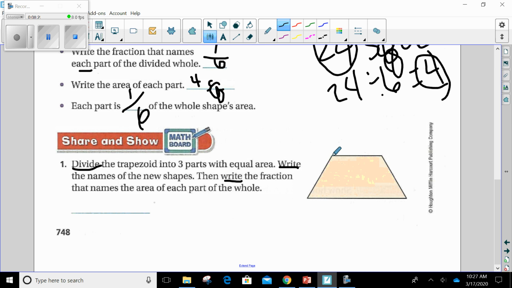So I'm going to help you just a little bit, okay? It's going to be rough, but here we go. There we go. I divided it into 3 equal parts, and these are equal, okay? Now, write the names of the new shapes. What new shape did we create here and here and here? It is a triangle. You're exactly right. We created a triangle.